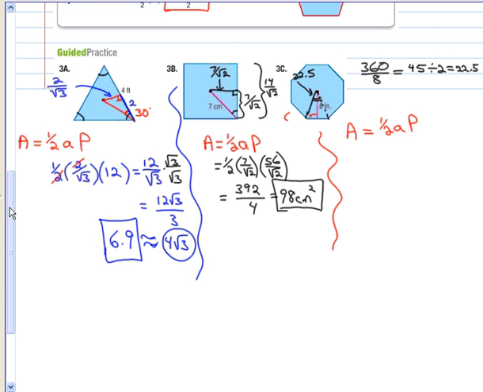All right, so 1/2 apothem. Do I know the apothem? 8, they gave it to me. I need to find the perimeter. Well, I can work on this side of that triangle.